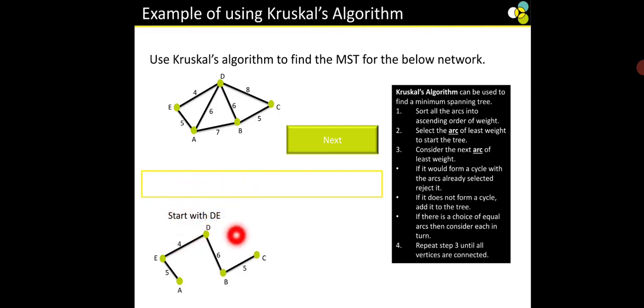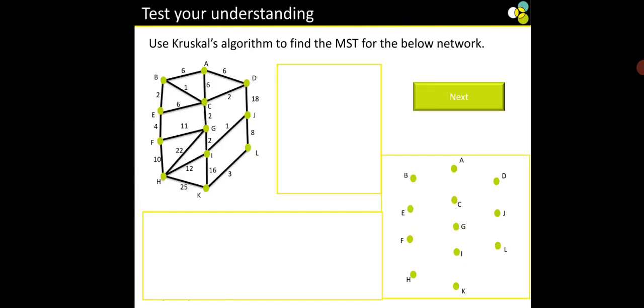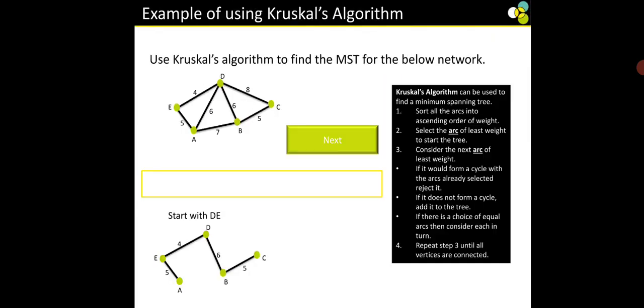First, I connected the edge D to E, that is 4. Next edge is connected with E to A, that is 5. Next we connected D to B, that is 6. Then B to C, that is 5.